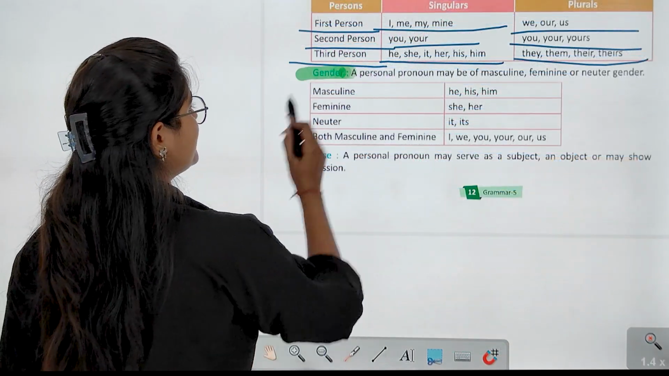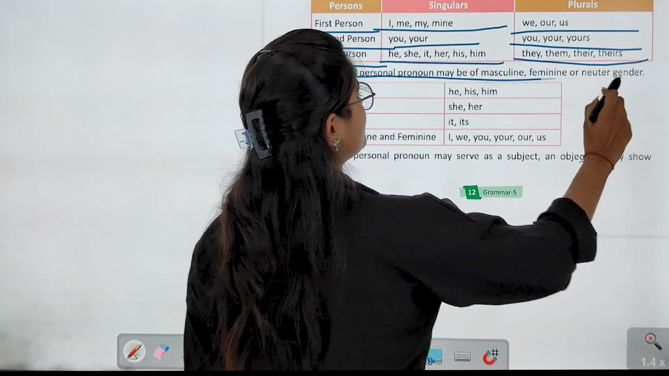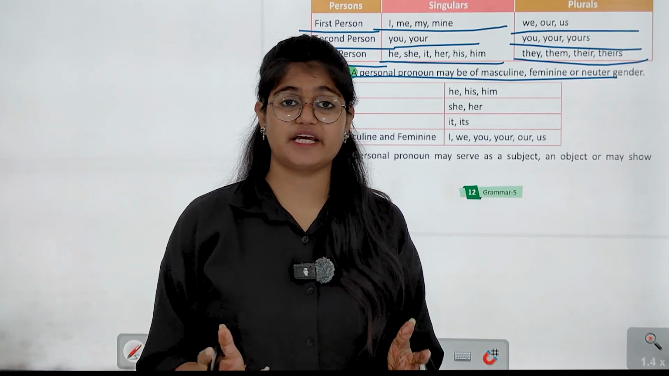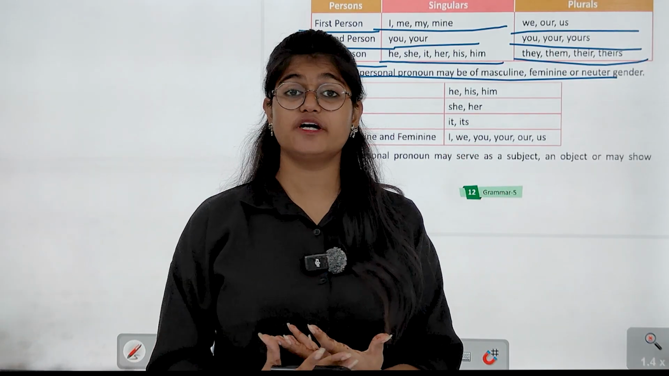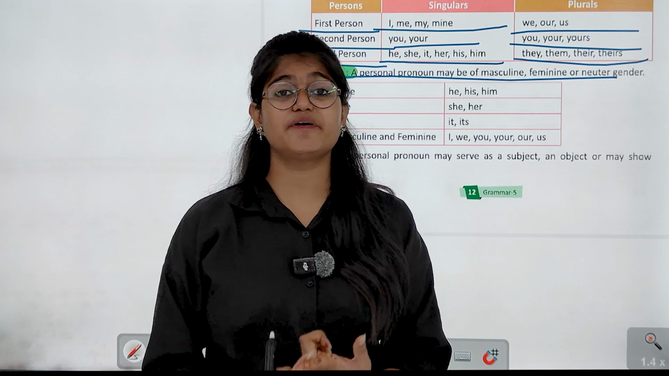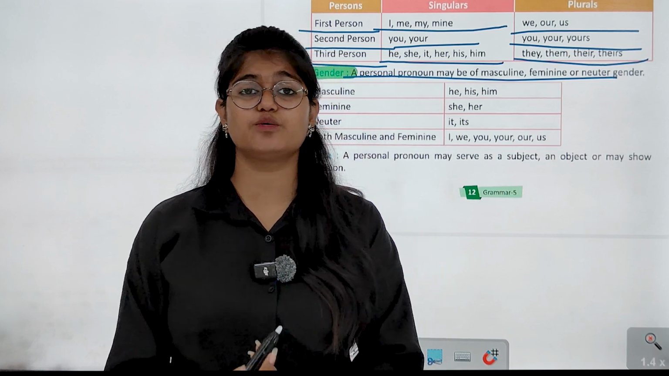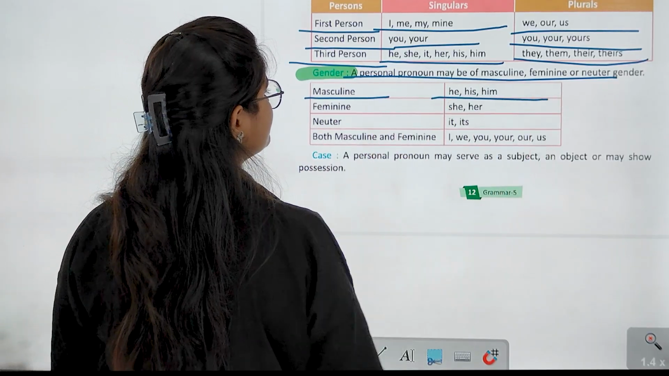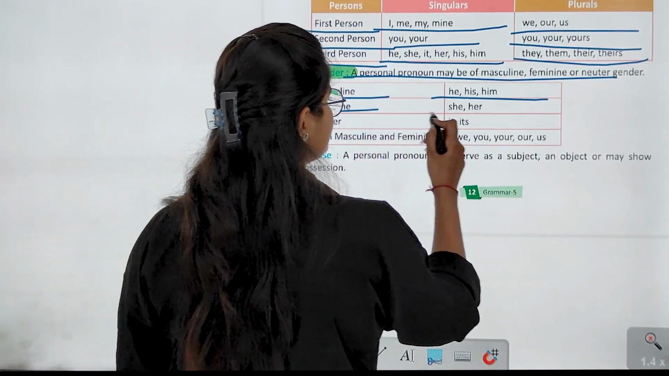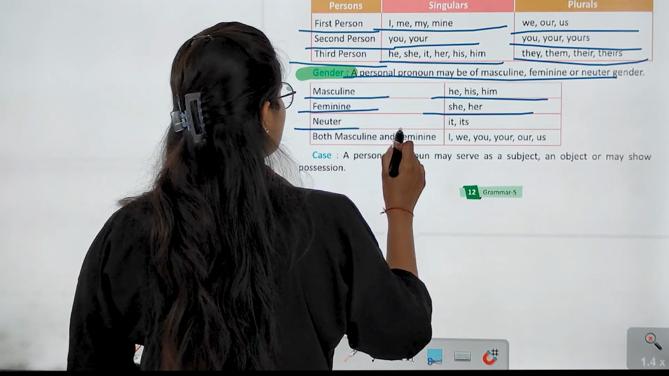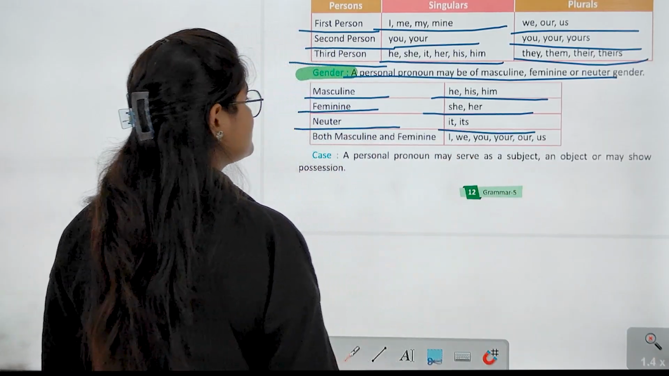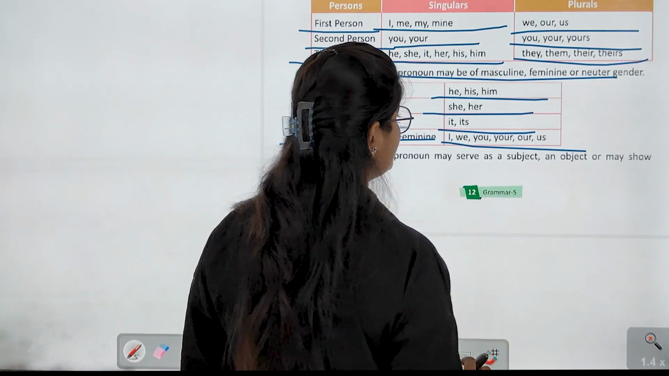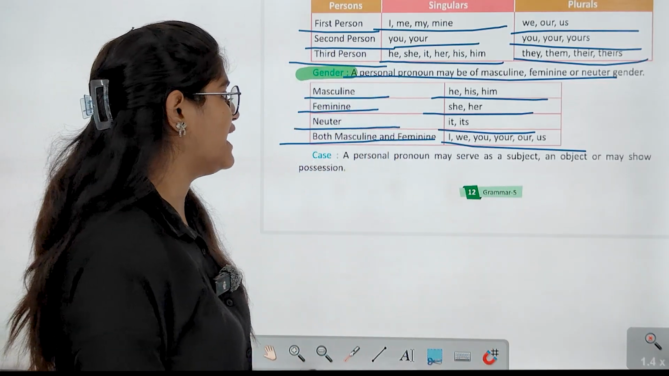Next is gender. So, a personal pronoun may be of masculine, feminine or neuter gender. एक pronoun जो है वो कभी भी masculine, feminine या फिर neuter gender का हो सकता है. So masculine के लिए हम लोग use करेंगे he, his, him. Feminine के लिए we'll use she and her. Neuter के लिए we'll use it and its. And for both masculine and feminine, we can use I, we, you, your, our, us, etc.